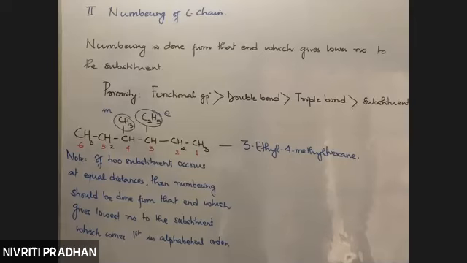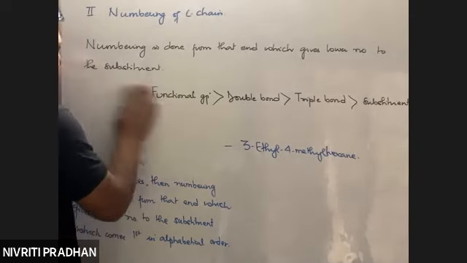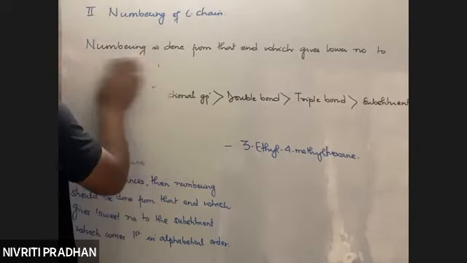Okay. So these are some set of rules: lowest sum rule, longest continuous chain, and so on. Now let us see some examples by which we can name the compounds according to the IUPAC system of nomenclature.